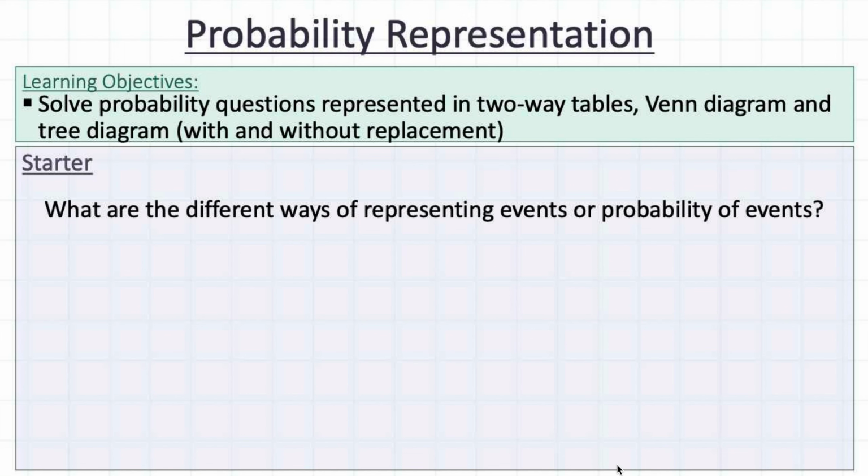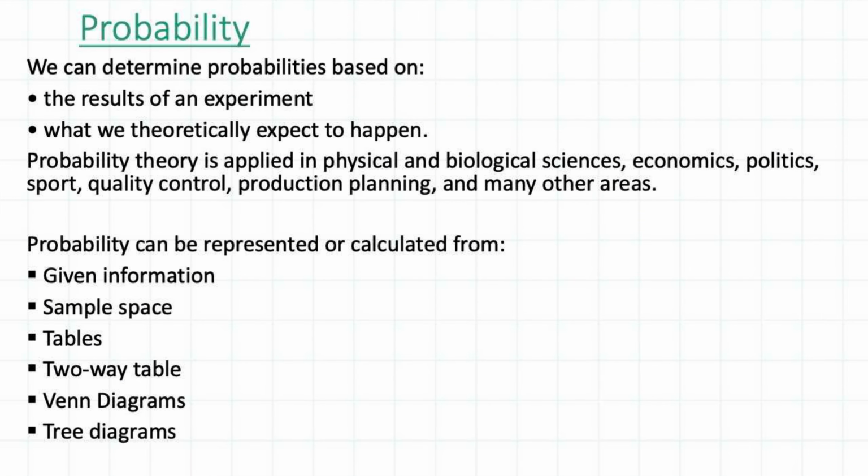Once we understand the rules of probability, we need to look at how events can be represented and how probability can be calculated from different types of representation. In general, probabilities are based on either the result of an experiment or what we can theoretically expect to happen.